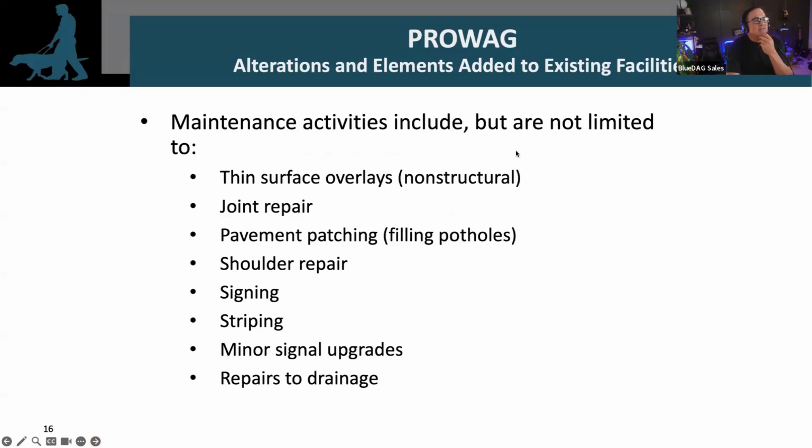Additional maintenance activities include, but are not limited to, surface overlays, joint repair, pavement patching, filling potholes. Obviously, pothole repair is not considered an alteration or new construction. Shoulder repair, signing, striping, minor signal upgrades, repairs of drainage.